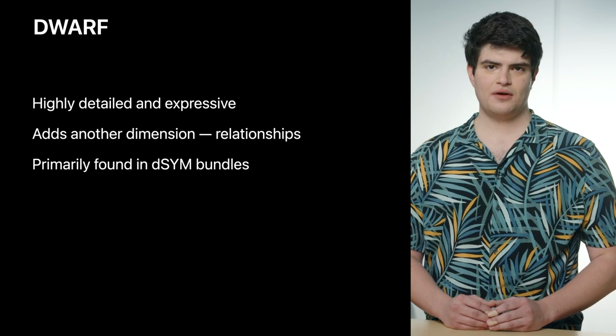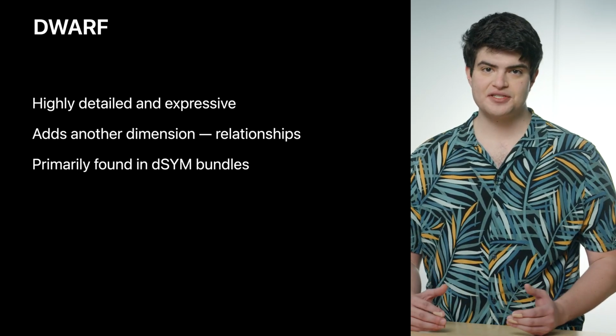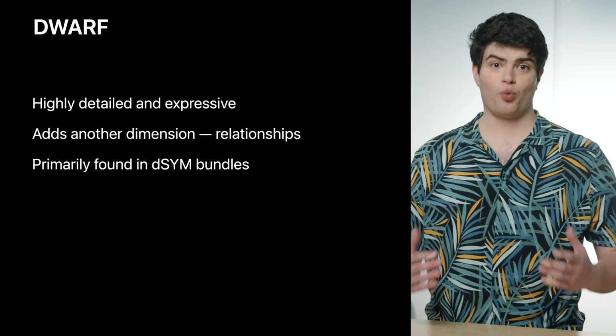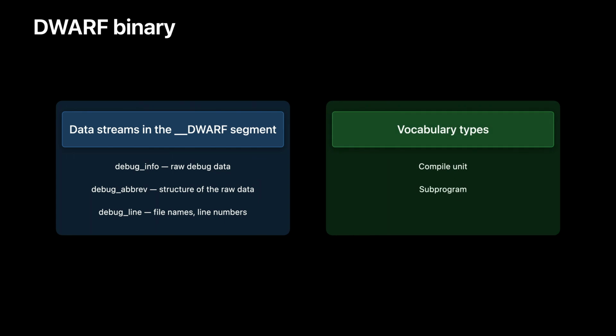When we're analyzing DWARF, we're primarily referring to a dSYM bundle. In addition to other metadata, such as plists, the dSYM bundle contains a binary with DWARF. What makes this binary so special? The binary contains its data in a special DWARF segment. The DWARF specification mentions three streams of data within the segment that we'll focus on. Debug info contains the raw data, debug abbrev assigns structure to the data, and debug line contains the file names and line numbers. DWARF also defines two vocabulary types that we'll study first, the compile unit and the subprogram. We'll introduce a third one later.